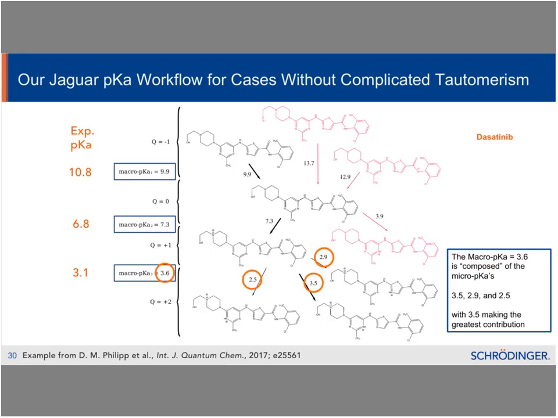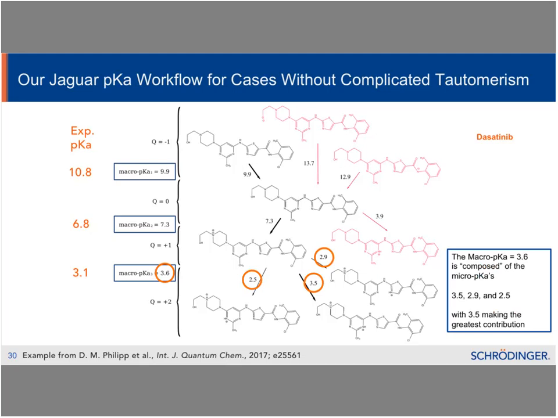Notice that for macro pKa 3.6, we combined 3 micro pKas, 2.5, 3.5, and 2.9, using that formula that I showed before. The macro pKa 3.6 is composed, you can think of it this way, of these 3 numbers, and the number 3.5 makes the largest contribution. It is swayed a little bit to become 3.6 by 2.9 and 2.5.